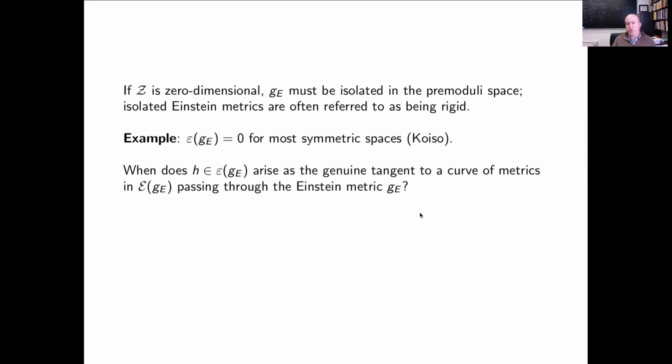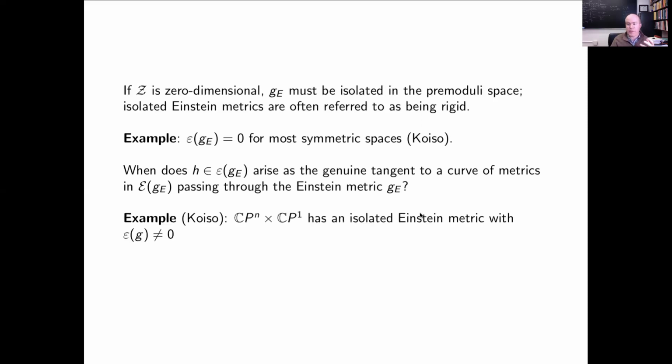So the interesting question is the following, which naturally comes up because this is an infinitesimal description, and really you want to understand: does this infinitesimal object actually arise as a genuine tangent to a curve of metrics in our pre-moduli space? In other words, can you find non-zero elements in epsilon of g_E which actually arise as the tangent to curves of metrics?